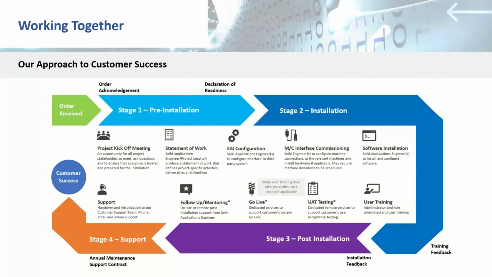EAI is an abbreviation, apologies for the acronym there, for our middleware software. So if we're integrating with a third-party ERP or other system, we'll be configuring that quite early on. We may be interfacing to machines, we may be fitting hardware in the machines to record automatically what the machine is doing, and then we'll be installing the software. Maybe 2 rounds of training, one so that you can do some user acceptance testing of the system before you go live, with the second round of training for the users that will actually use the system at that go live stage. And then we have a number of follow-up mentoring sessions.